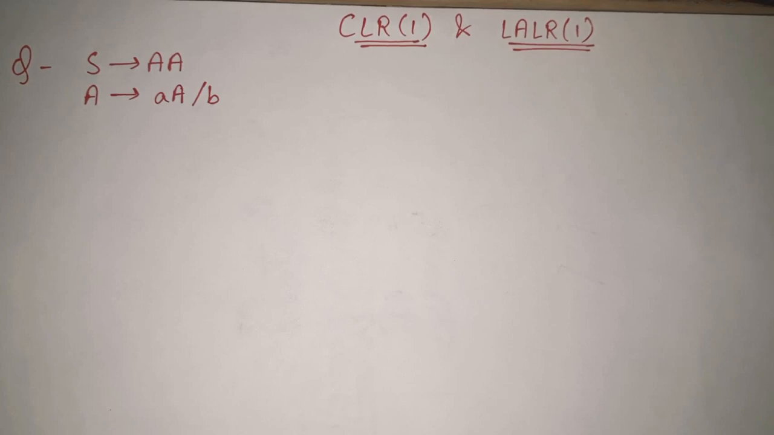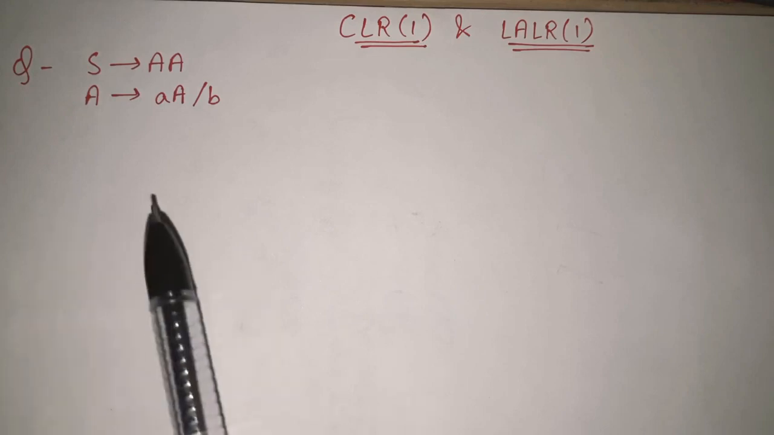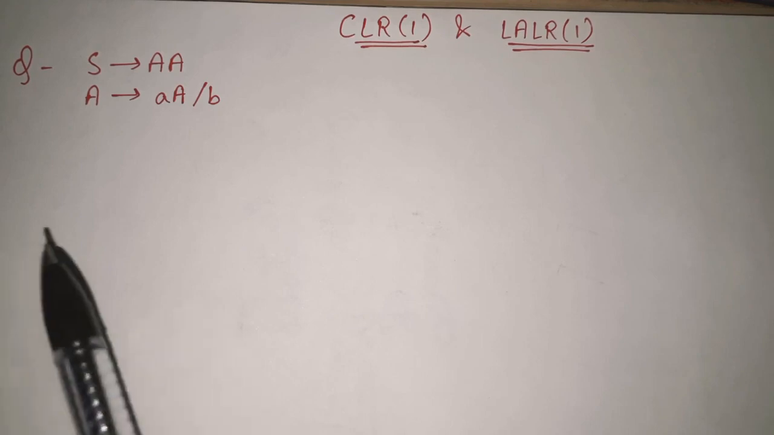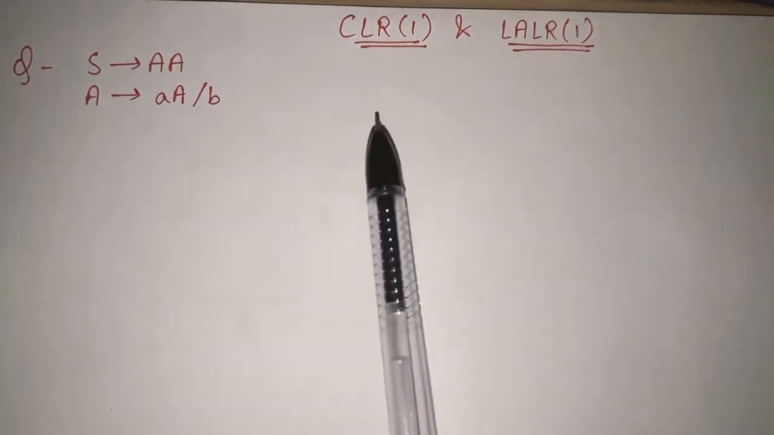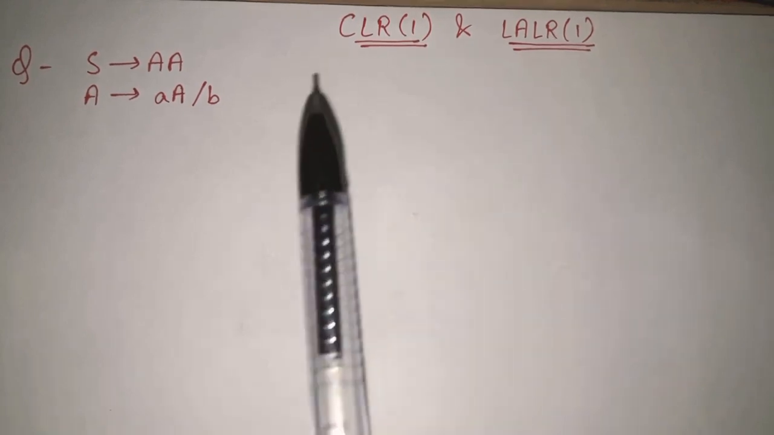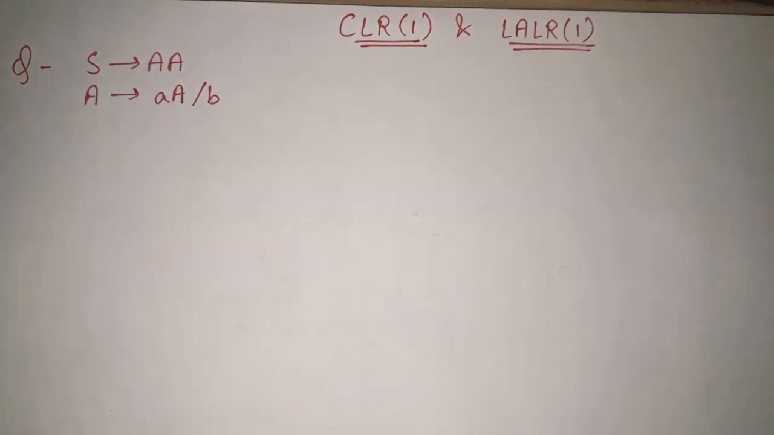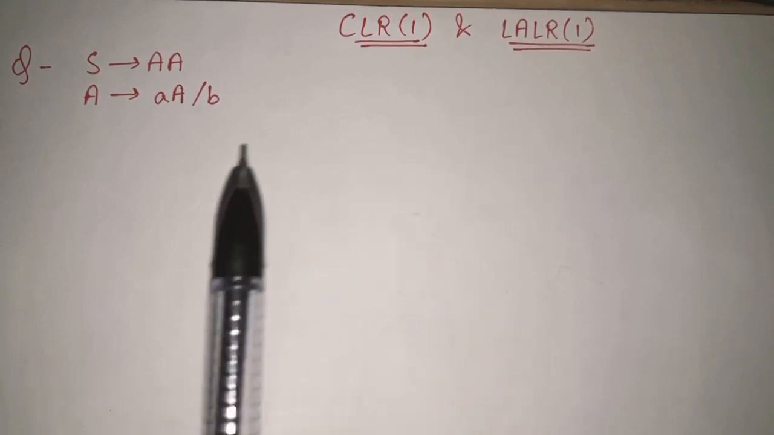CLR1 and LALR1, both of them are bottom up parsers. They are examples of bottom up LR parsers only. Now the main thing that makes them different from LR0 and SLR1 is that in LR0 and SLR1 we use the canonical collection of LR0 items. But in CLR1 and LALR1, we will be using the canonical collection of LR1 items.